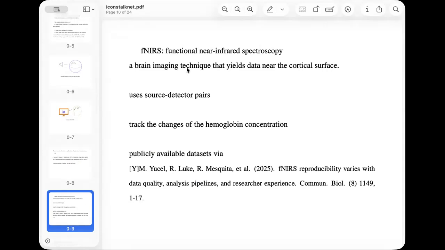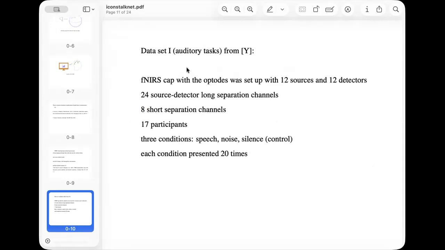The recent 2025 paper referenced on this slide makes two fNIRS datasets publicly available. The first dataset was obtained from 17 healthy adult participants with a probe that contained 12 sources and 12 detectors, resulting in 24 source detector long separation channels and 8 short channels.